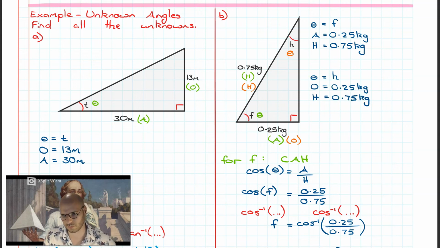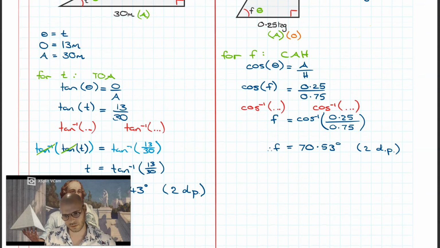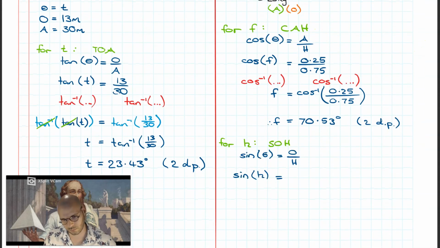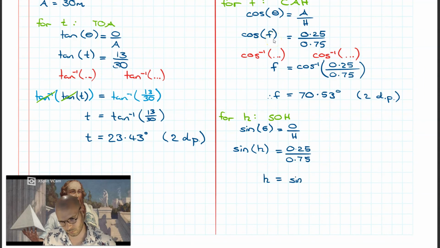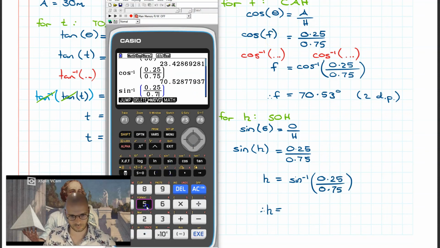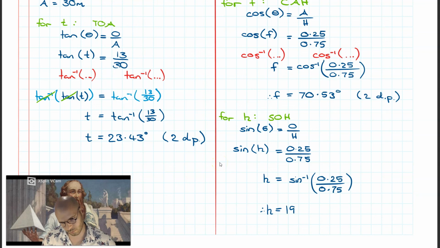Alright, working underneath, say for h, and we're working with sine. And thus we come to the conclusion that the quantity for h is 19.47 degrees.